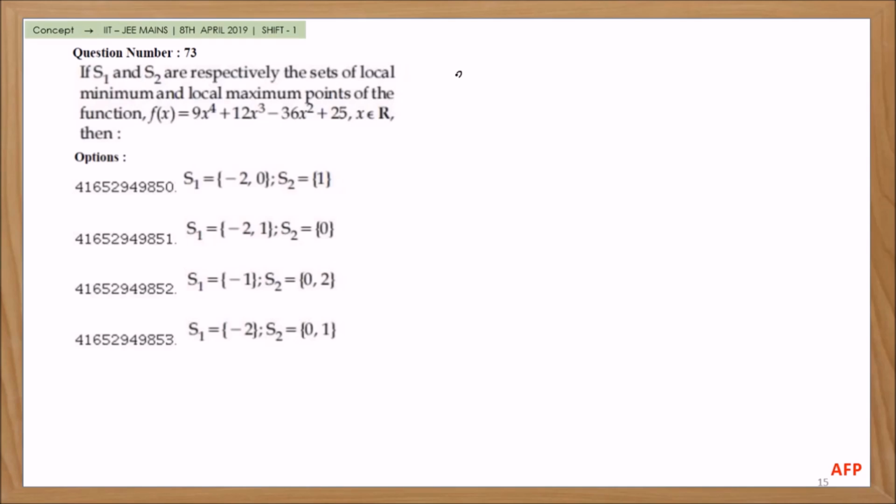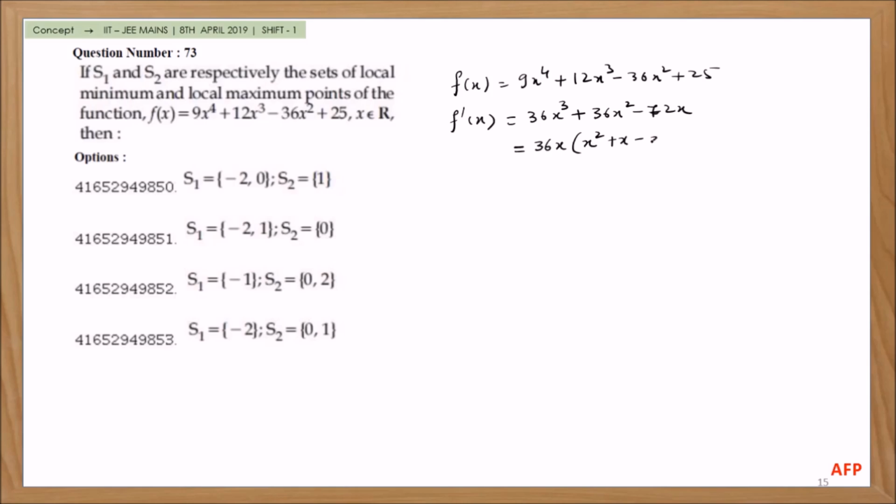Solution. First we will take f of x equal to 9x raised to 4 plus 12x cube minus 36x square plus 25. Differentiating with respect to x, we get 36x cube plus 36x square minus 72x. So this implies, taking 36x common, x square plus x minus 2. This you can factorize and write as x minus 2 times x plus 1.